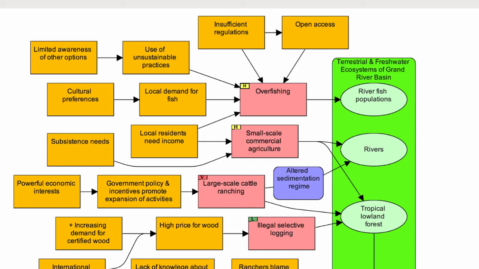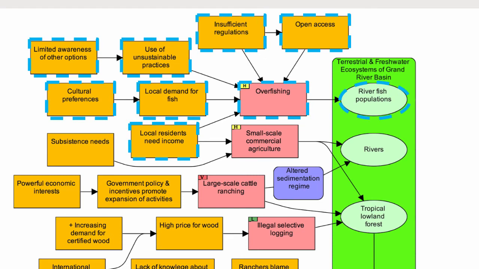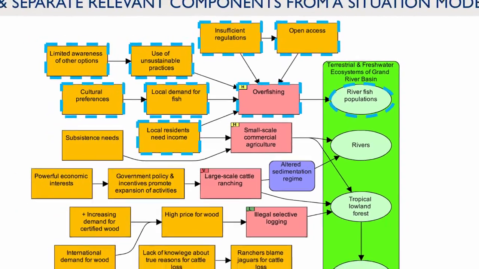The next step is to separate the components of the situation model that are related to the prioritized threat. In this diagram, the overfishing section to be separated from the main situation model is outlined in blue dashed lines. This separated section includes the affected biodiversity focal interests, as well as the drivers behind the direct threat.